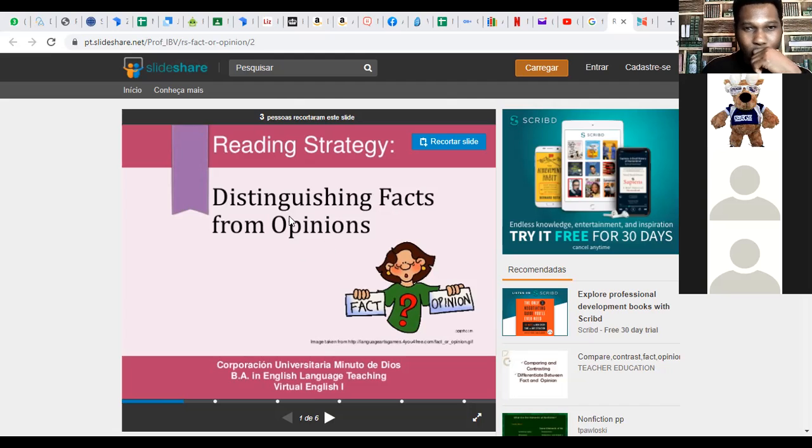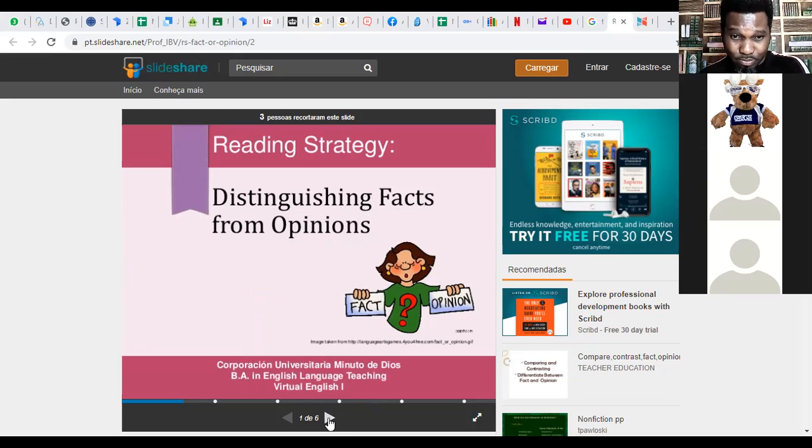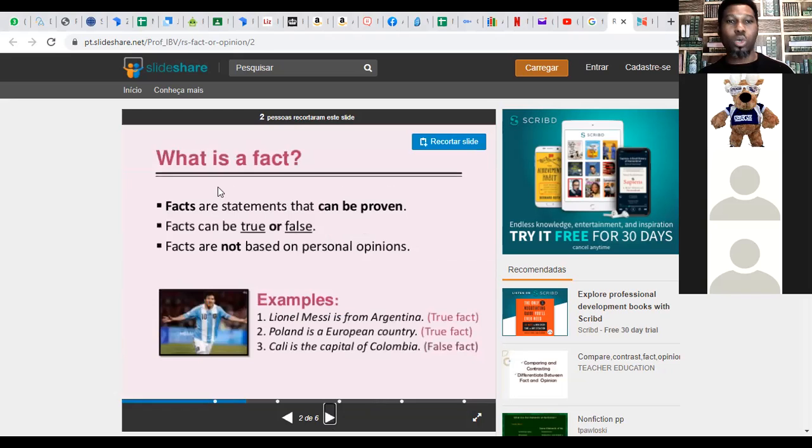Okay, so distinguishing facts from opinions. When you are writing your book, if you want to write an opinion, let people know that this is your opinion and that it is not a fact. Then when something is a fact, state it as a fact. Now let's take an example before I explain. Let's go to page 2. So what is a fact?